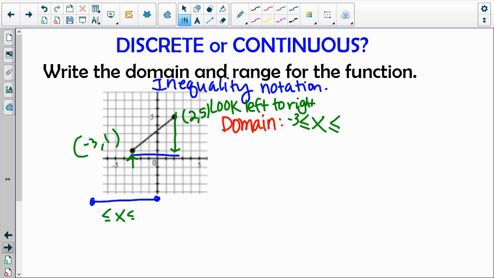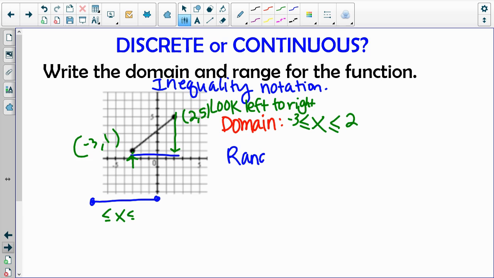Yeah, so the x's go from -3 to +2 on that little piece of line. -3 to +2. Is everybody okay so far? So you have to look left to right for x's. Now let's talk about range.